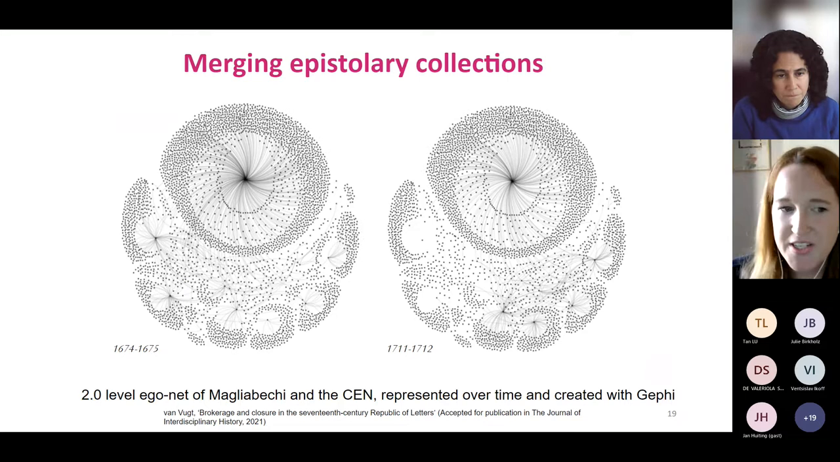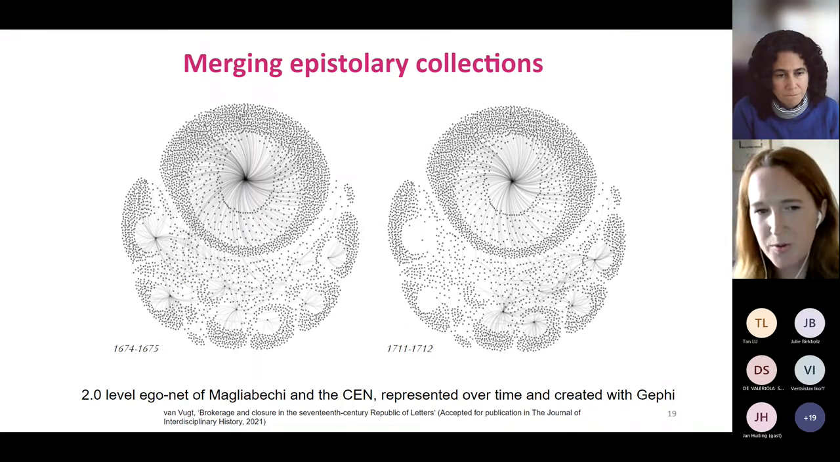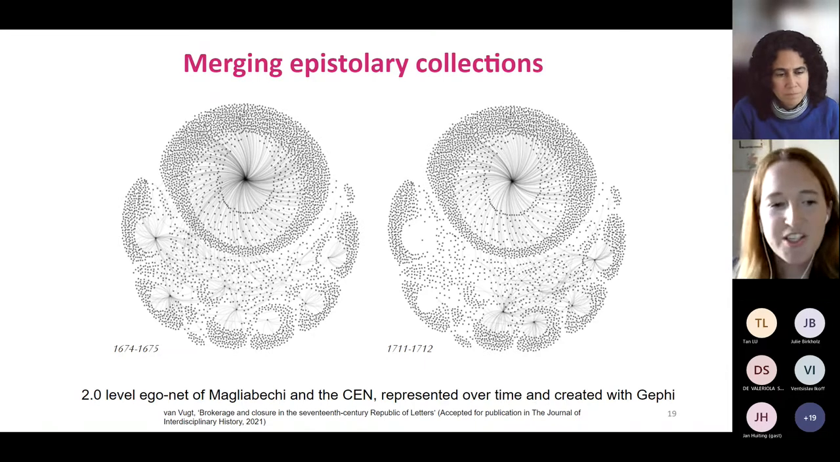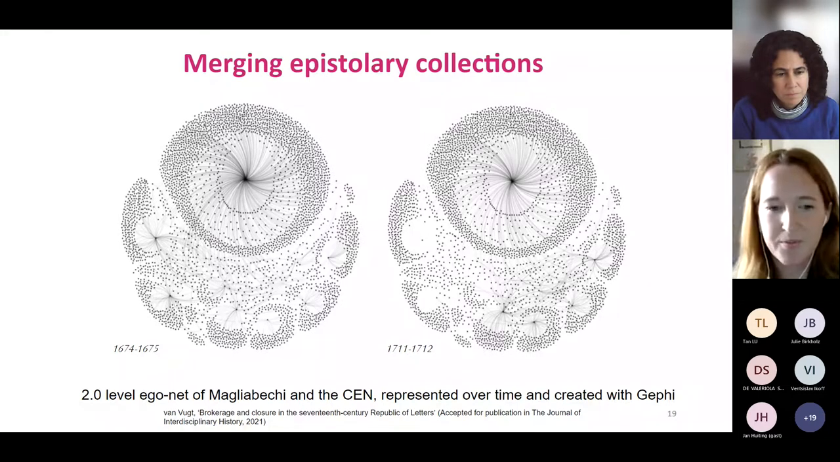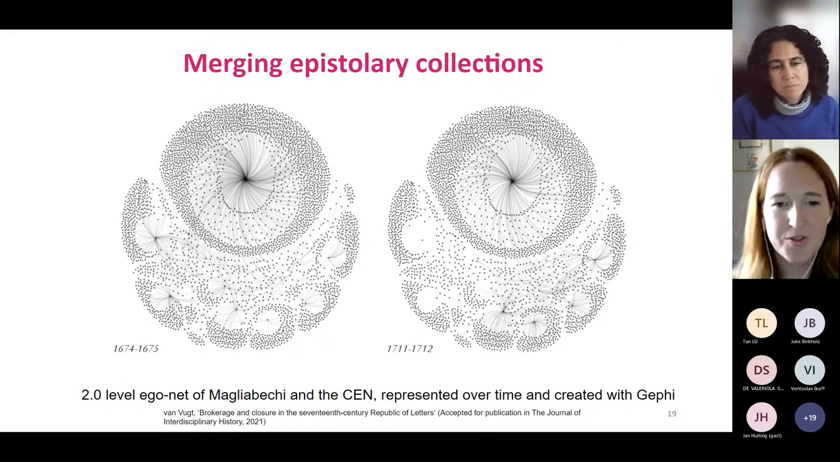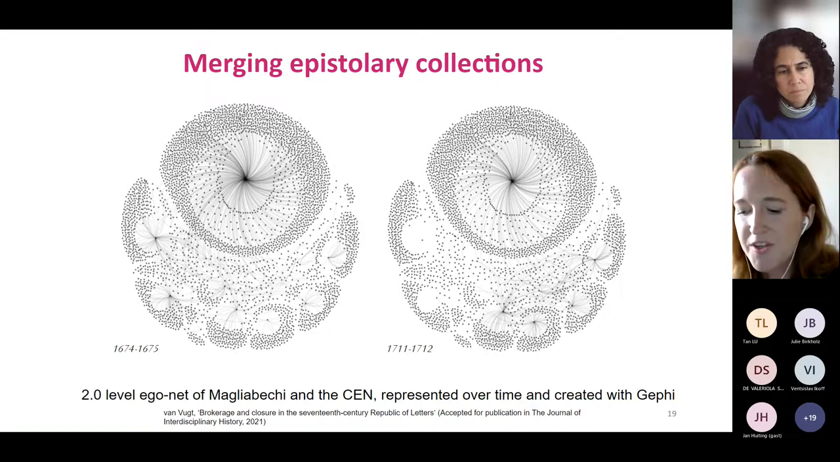So we merged these two data sets, and then you can obtain visualizations like this. In the upper part we have this big blob of correspondence of Magliabechi's first degree network, and it's combined with the CEN, which is in the lower part of this visualization, to see the overlap between these two data sets, which can then also be represented over time. This helps us look at the struggles and ambitions of Magliabechi in becoming this important knowledge broker.